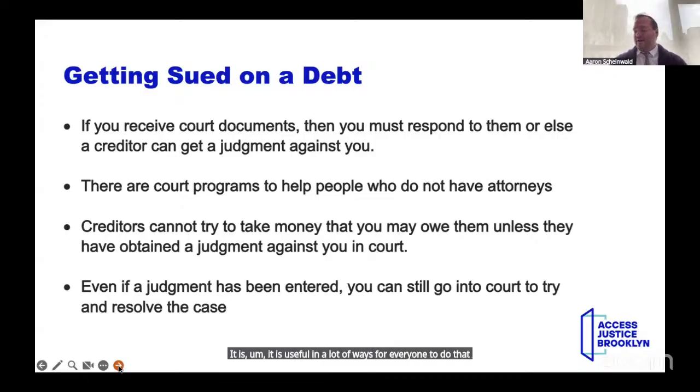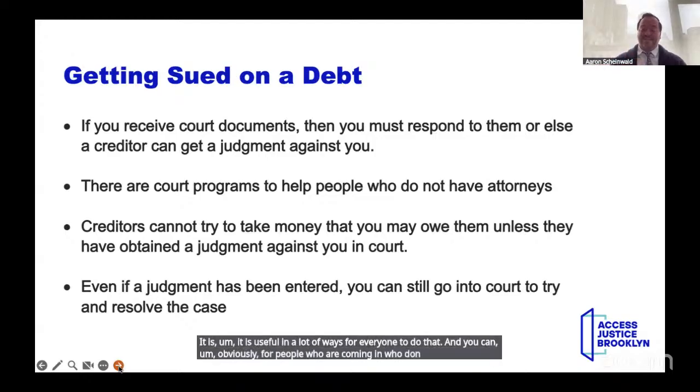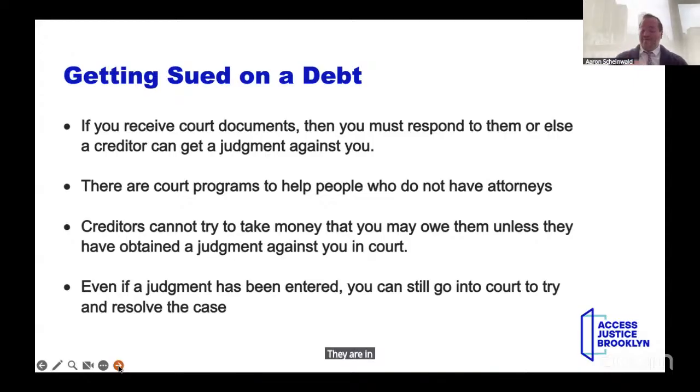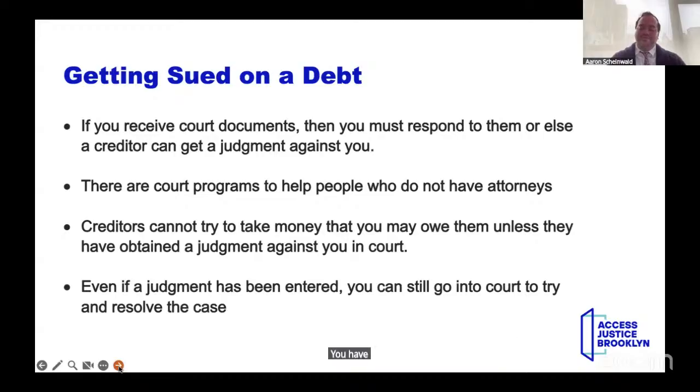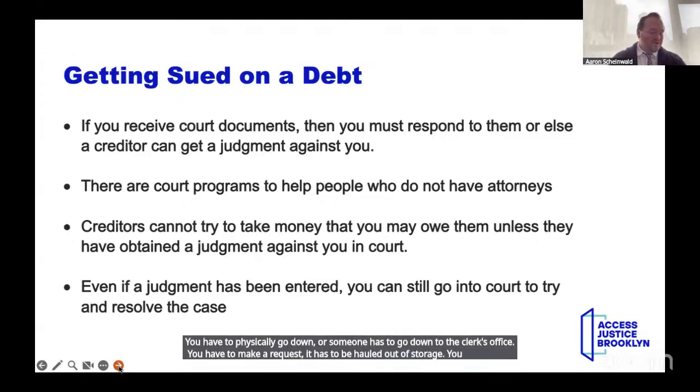And you can, obviously, for people who are coming in who don't know a lot about their case, if you have an electronically filed case, it is, of course, way easier to get documents because the documents are numbered, they are in legible format. They can be converted to OCR, and you can find them instantaneously at any point. Whereas, if you have to go in and get a housing file from 2011 or a Supreme Court case from 2013 that was never converted to electronic filing, you have to physically go down, or someone has to go down to the clerk's office. You have to make a request. It has to be hauled out of storage. You open it up. God knows what you're going to find. It may not have the papers that you need, may not have a ton of papers at all in there, and you're left trying to figure out what to do at that point.